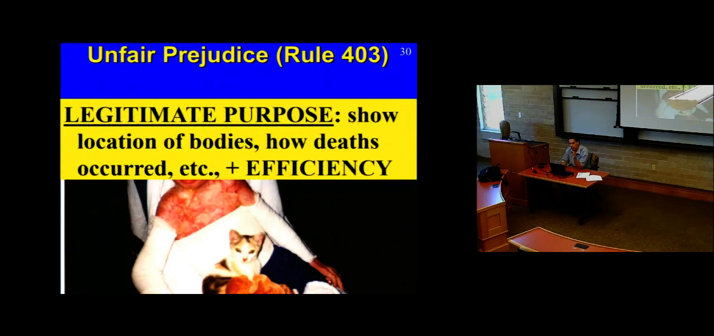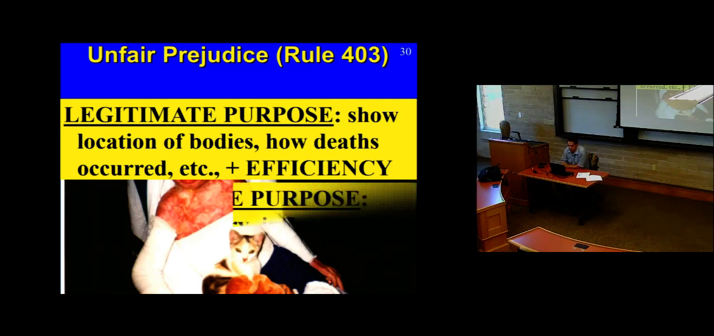And the judge usually will try to say, what is the legitimate purpose of the photograph? For instance, if it is of a crime scene and there are murder victims there, the legitimate purpose is, well, we have to show the location of the bodies, maybe how the deaths occurred, all of those things. A picture is worth 1,000 words, so therefore there's a lot of efficiency in getting across to the jury what happened, what the crime scene looked like.